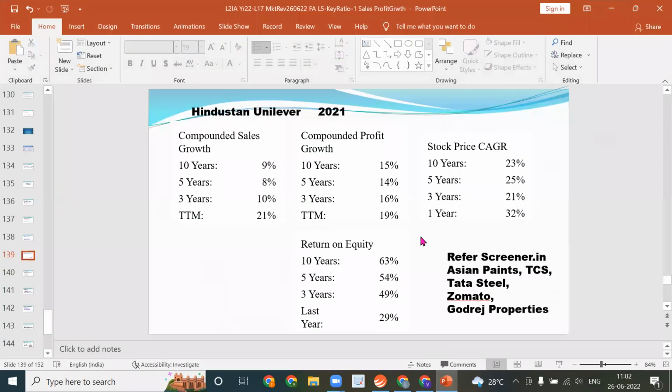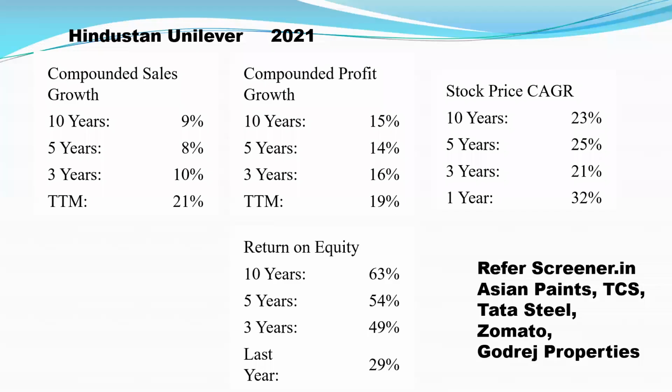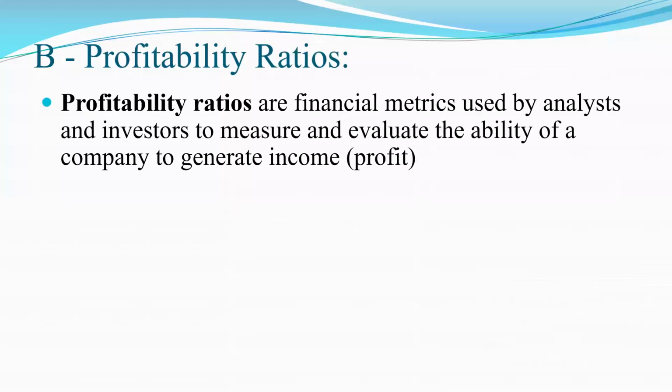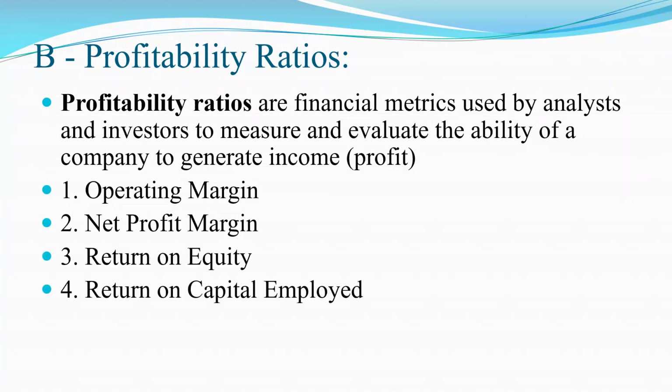Let's see the next one. Profitability ratios. Analysts use this to measure the ability of the company, how much profits it can generate. We have operating margin. We saw operating margin just now. Net profit margins. We have return on equity and we have return on capital employed. The last one we'll see is ROIC, based for the investors basically.